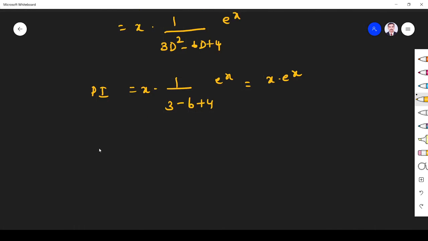So what is my solution? y is equal to a e power x plus e power x (b cos x plus c sin x). This is the complementary function, and the particular integral is x into e power x. This is the solution.